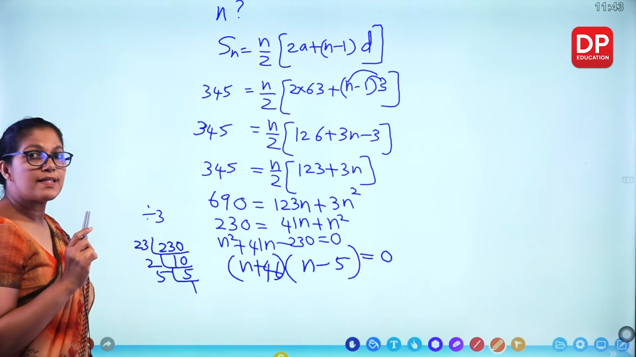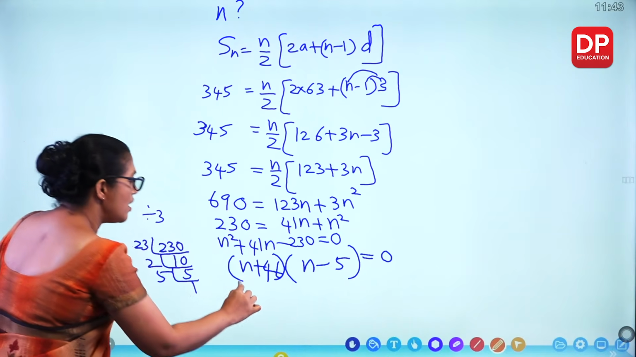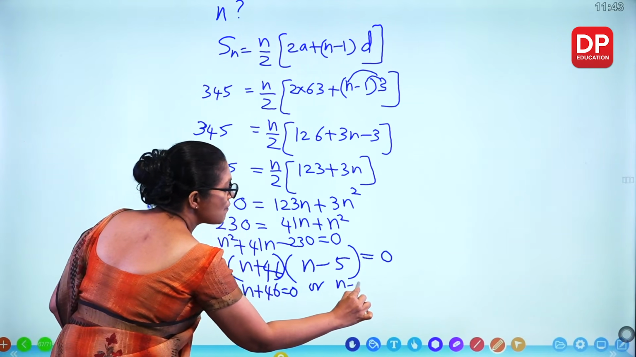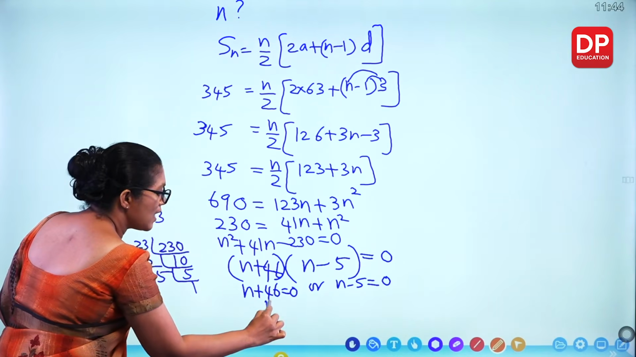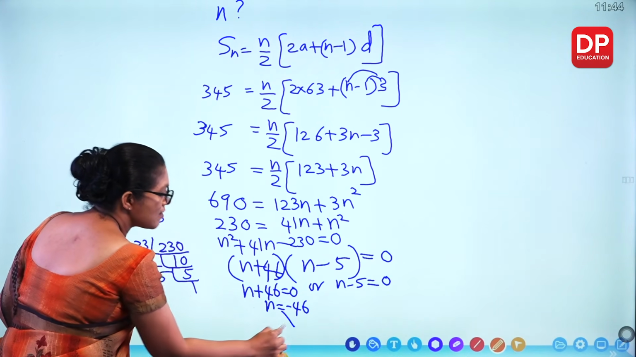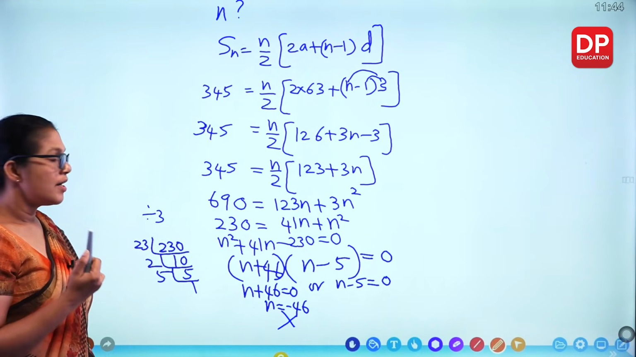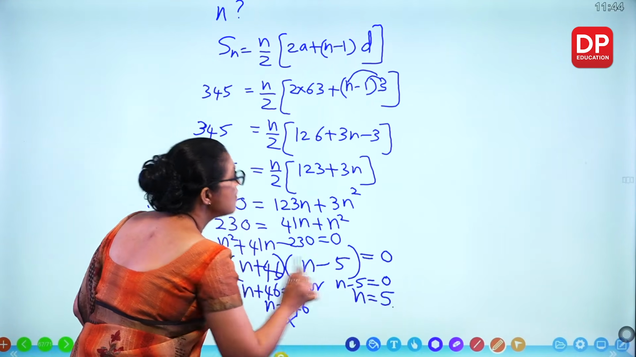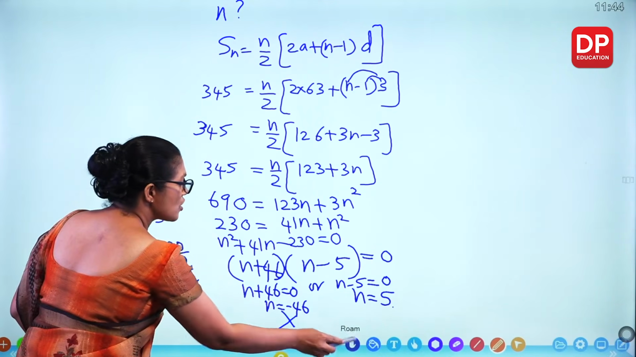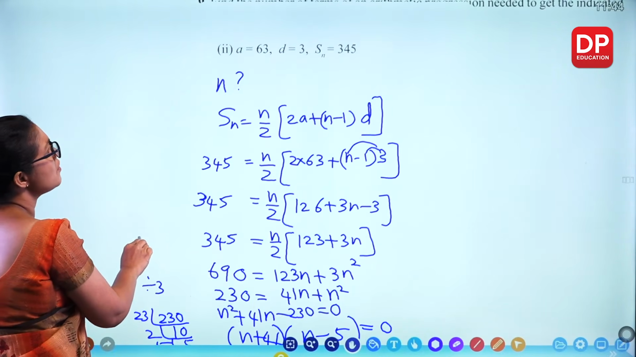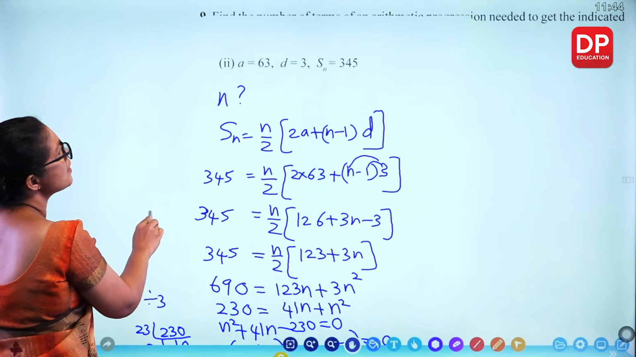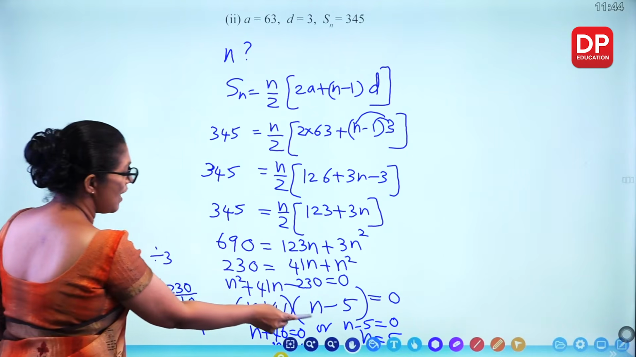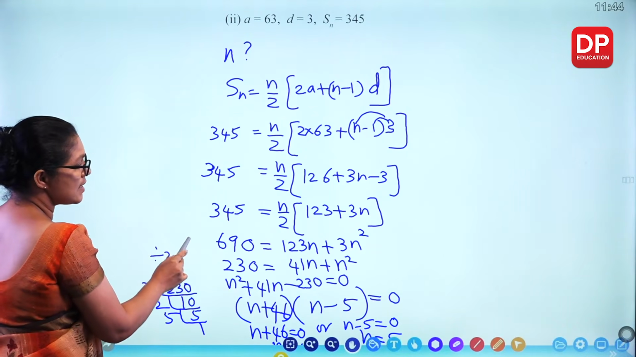So when the product is 0, you can equate it to 0. N plus 46 equals 0 or n minus 5 equals 0. Here you get a negative answer. That's not possible for number of terms. So what's the answer here? N equals 5. So in this question, what's the question? You are asked to find out the sum is 345. What's the value? We got n equals 5.